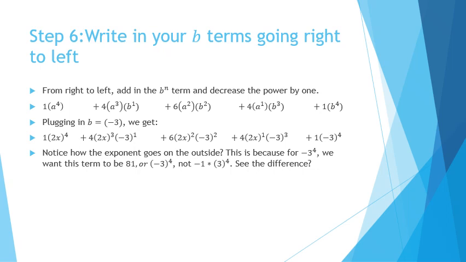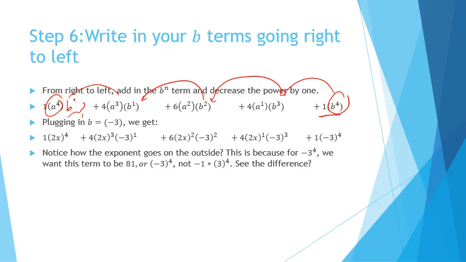Right? Step 6, write in your b terms. This time we're going from right to left. And so here we started with a to the 4 and went down. Now on the other side, with that 1, we're starting b to the 4th, and we're decreasing by a power of 1 each time. Remember, this is b to the 0, which is always just 1.